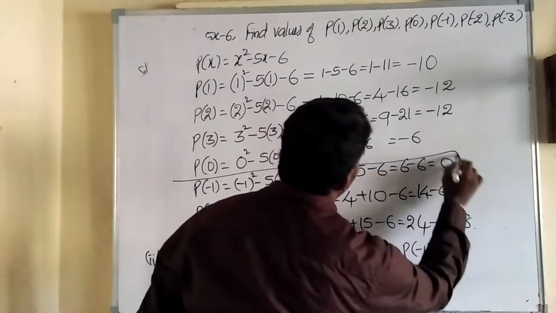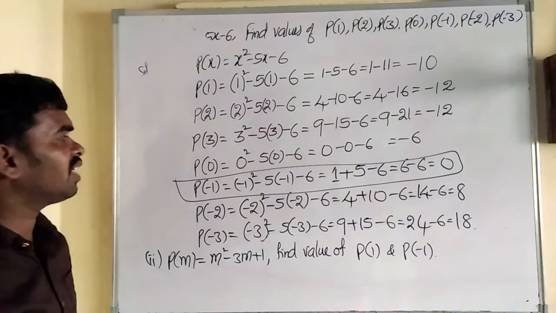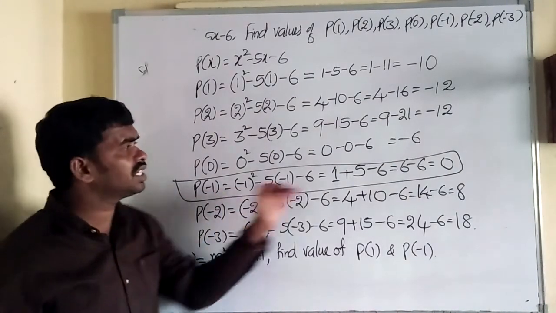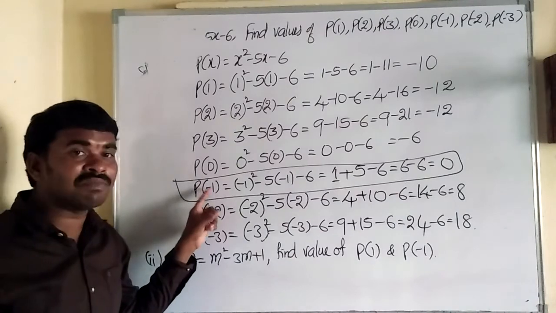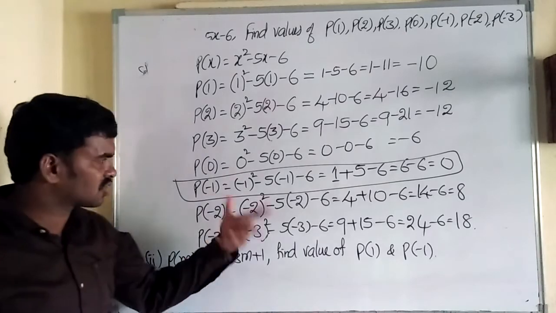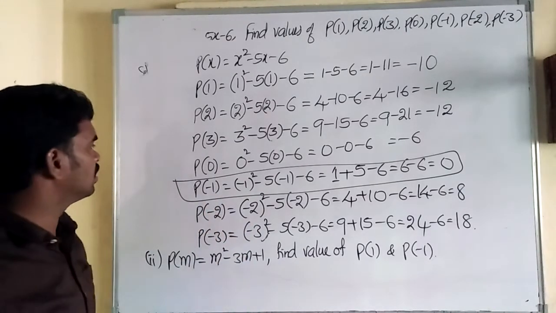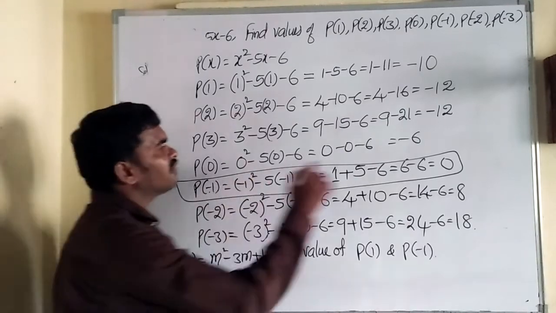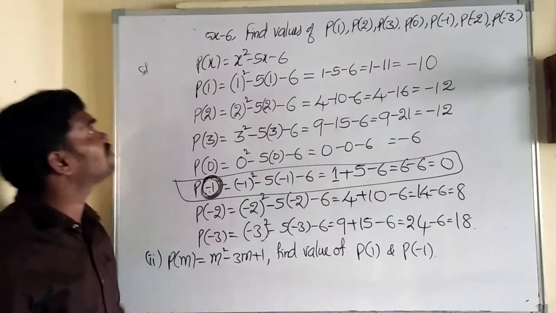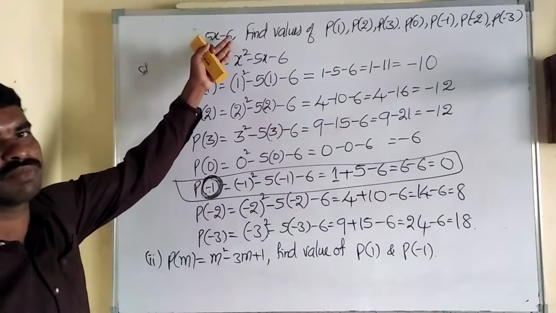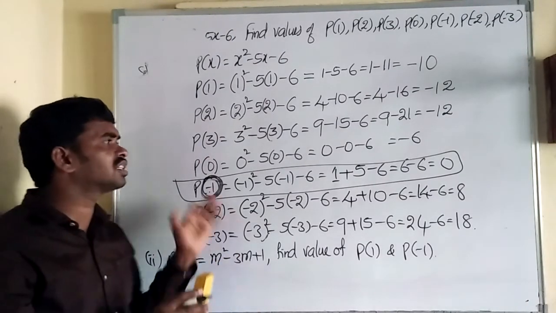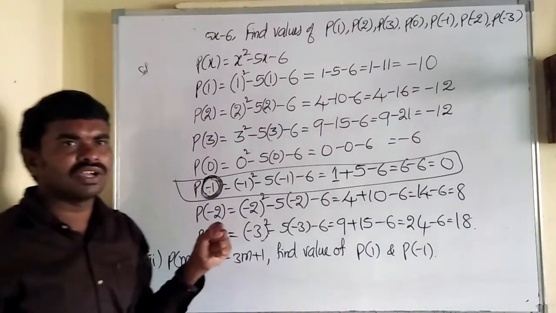So this is a special thing. Whenever the value of a polynomial at a number is 0, that number is called a zero of the polynomial. Okay. So let us get to know what a zero of a polynomial is. See here, if you substitute minus 1, the value becomes 0. So minus 1 is a zero of this x square minus 5x minus 6 polynomial.